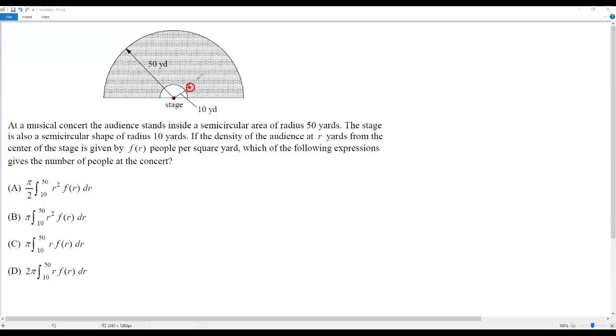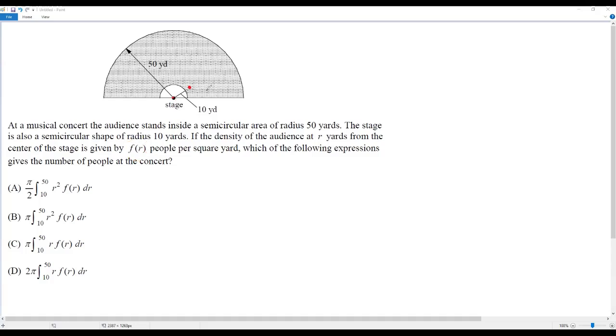So this is a point which is at a distance of 11 yards from the center of the stage. Now, if I want to find the number of people at this point per square yard, that is in 1 square yard, that is given by the function f(r). For example, if I put r equal to 11 into the function, f(11) will give the number of people per square yard at a distance of 11 yards from the center of the stage.